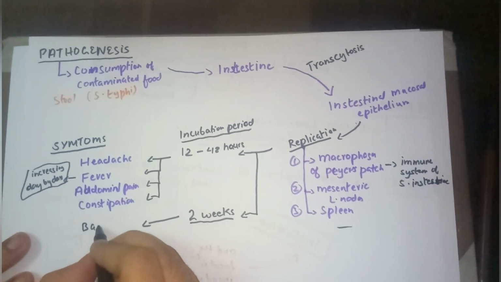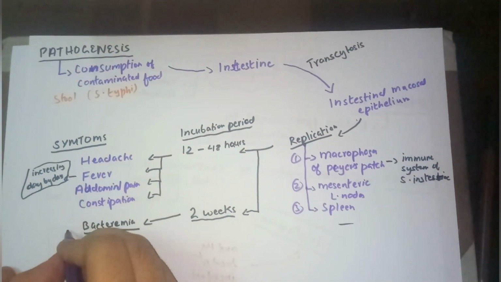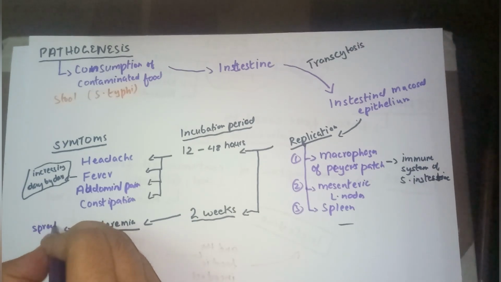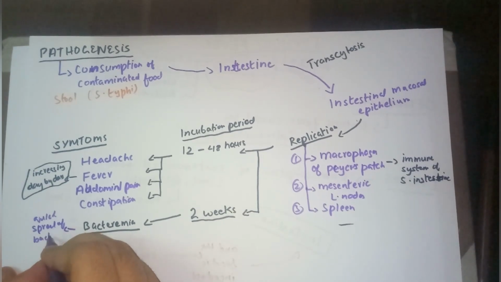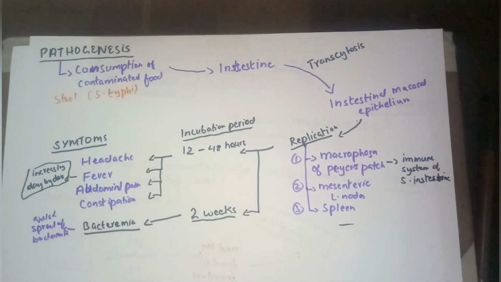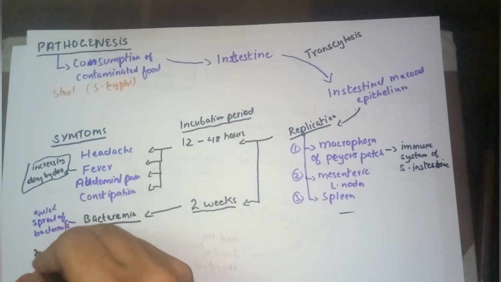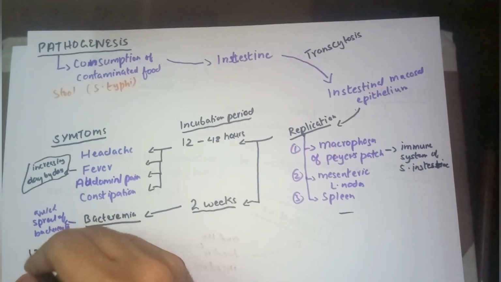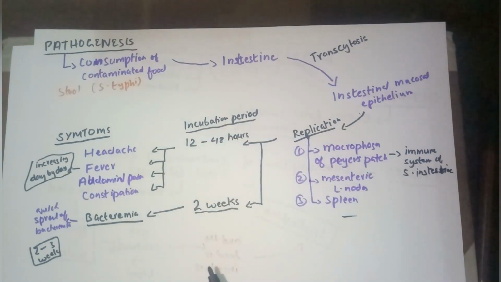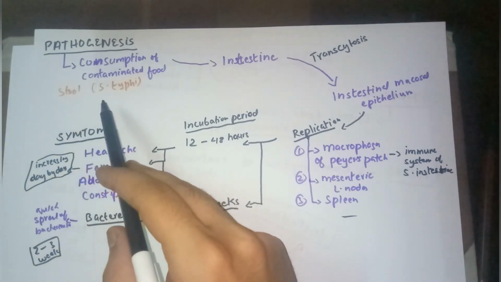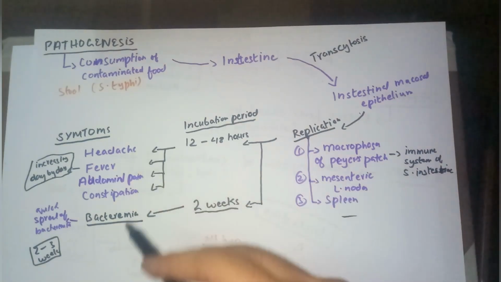Then bacteremia will occur. Okay, bacteremia means what? Bacteremia means quick spread of bacteria everywhere. So quick spread of bacteria will start, and he will be developing some symptoms within 2 to 3 weeks. Some more changes will happen in the body. After 12 to 48 hours, these changes have started in his body after the ingestion of salmonella typhi. And till 2 weeks only these symptoms will remain.